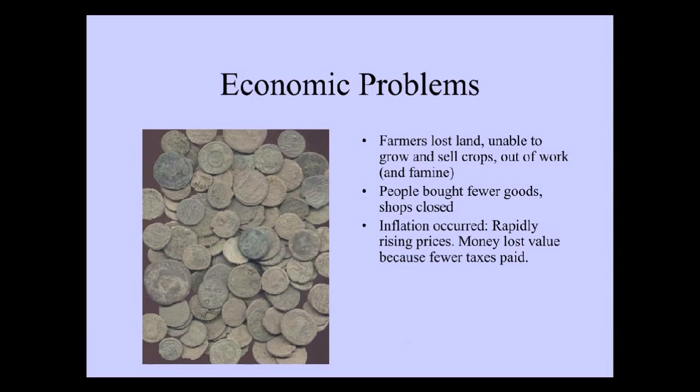Inflation occurs. What does inflation mean? Inflation means rapidly rising prices. The money loses value. This is a hard idea to explain, but it basically means that the price of something keeps going up because the value of the money that you use to buy it goes down. So money loses value because fewer taxes are being paid. It also loses value because the coins they were using weren't of gold or silver. So people stopped believing that they were worth the value that they were being told. Less gold put in, and people find out that's inflation.